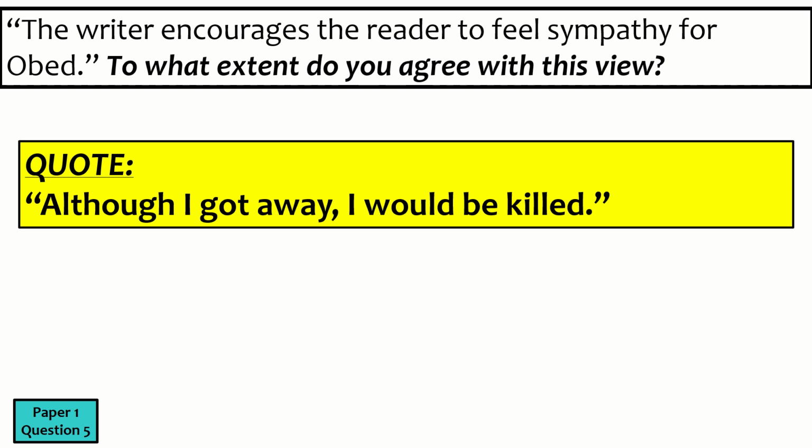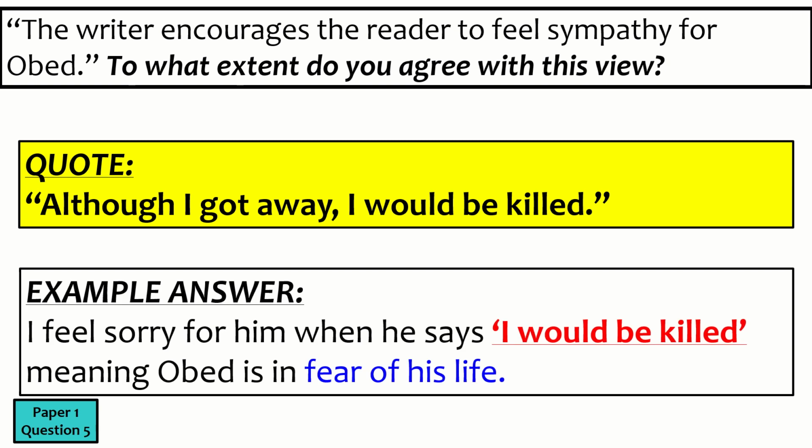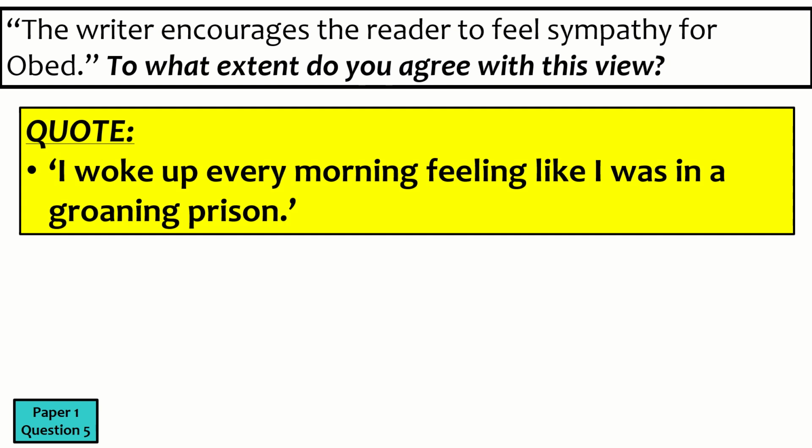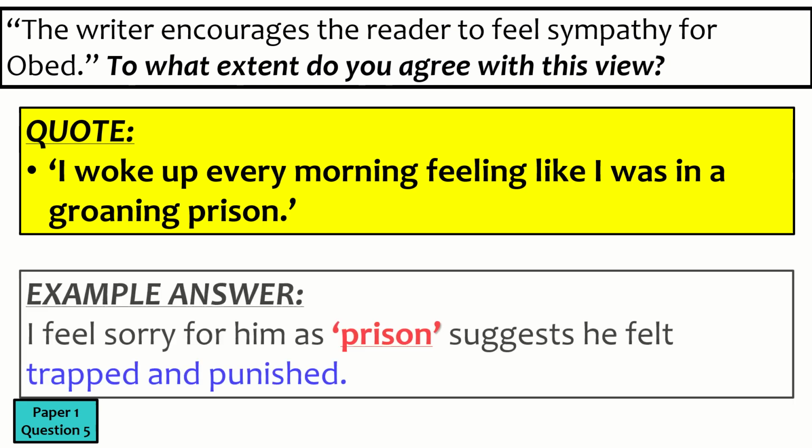Okay, an example would be, this is basically about Obed, who has seen a murder, and then he says, although I got away from the murderers, I would be killed. So a really simple point would be, I feel sorry for Obed when he says I would be killed, meaning he is in fear of his life. Another one, I woke up every morning feeling like I was in a groaning prison. So remember, he's not actually in a prison. He said, I feel like I was in a groaning prison. So I feel sorry for him, as prison suggests he felt trapped and punished and caged in. If you wanted to, you could zoom into the word groaning as well, which suggests that it was miserable and hard for him.